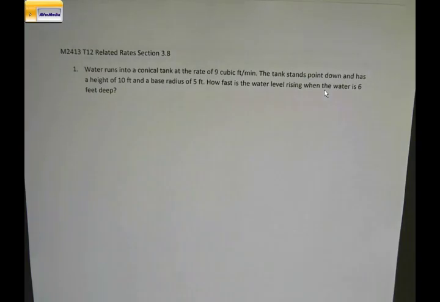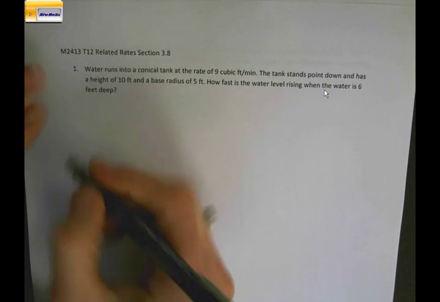It says, water runs into a conical tank at the rate of 9 cubic feet per minute. That's a volume. The tank stands point down and has a height of 10 feet and a base radius of 5 feet. How fast is the water level rising when the water is 6 feet deep? This is the kind of stuff we're getting into in this section. When you see questions like this, they tend to feel a little bit overwhelming. You just have to jump in and give it the best shot.